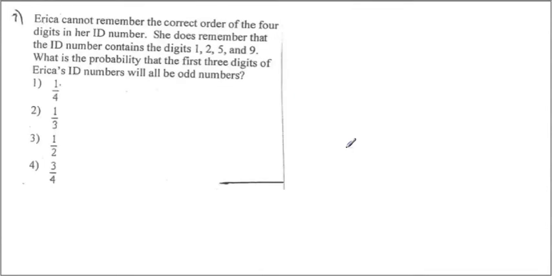Number 7. Erica cannot remember the correct code, so we have 1, 2, 5, 9. What is the probability that the first 3 digits of Erica's code will add up to an odd number? How can the first 3 digits add up to an odd number? That means 2 has to be always at the end, because if you plug in 2 in one of the first 3 positions, then the other 2 numbers become odd, and odd plus odd becomes even. So essentially, what is the probability that 2 will be at the end? Simply, 2 is 1 out of 4 numbers, so therefore our answer becomes 1/4.